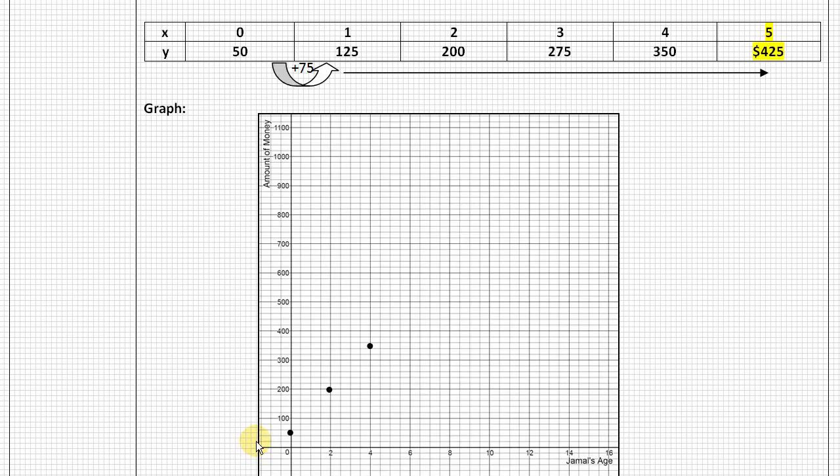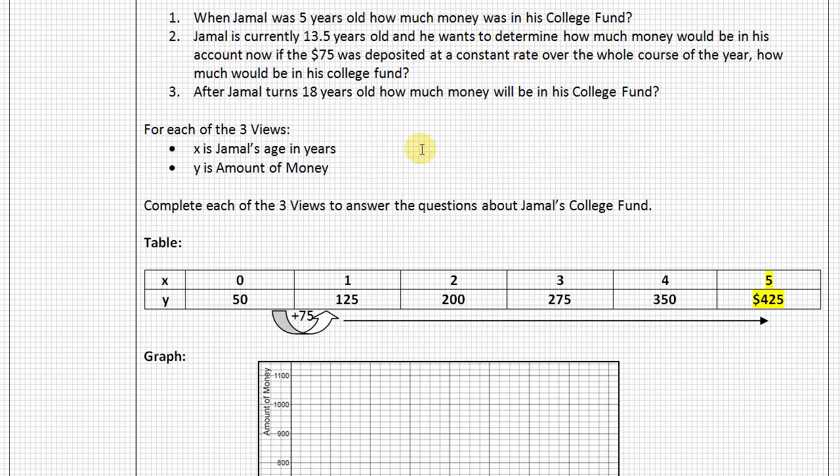So your graph should start to look like this. We know that the starting value at 0 years, they deposited $50. If we do add 75, at 2 years, we know he has $200 in his account. And if we add 75 twice to that, and we've already done these calculations, then we know at 4 years he'll have 350. So I plotted those 3 points, and as a reminder, the question that we're trying to answer is how much will he have when he's 13.5 years?